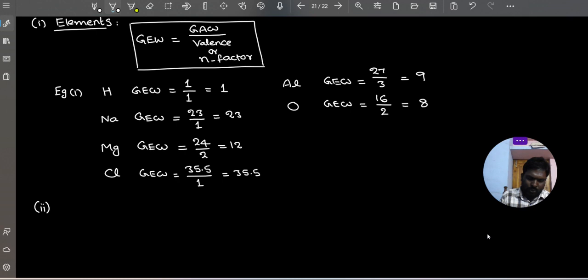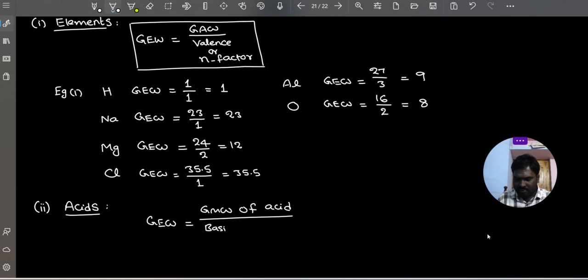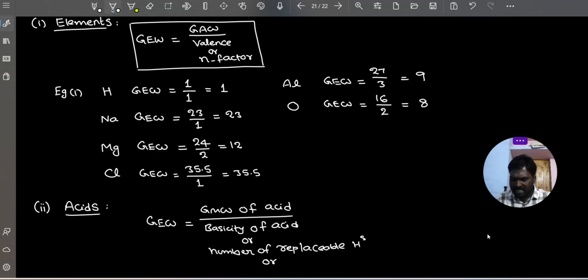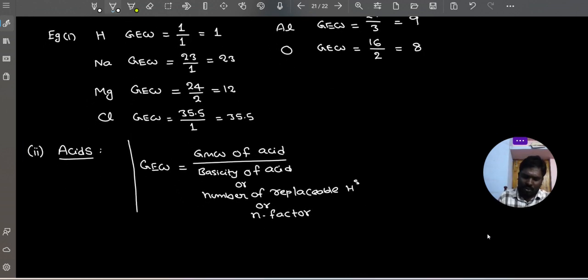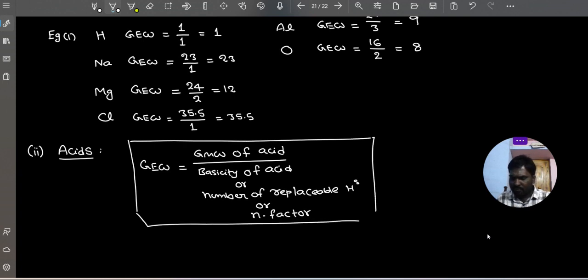Now coming to acids. How can we calculate for acids? Gram equivalent weight equals gram molecular weight of acid by basicity of acid, or number of replaceable hydrogens. Simply it is known as n factor. Understood? How can we calculate? Gram equivalent weight equals gram molecular weight of acid by basicity of acid or number of replaceable hydrogens or n factor.